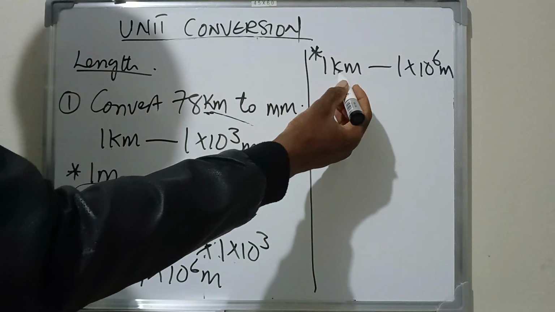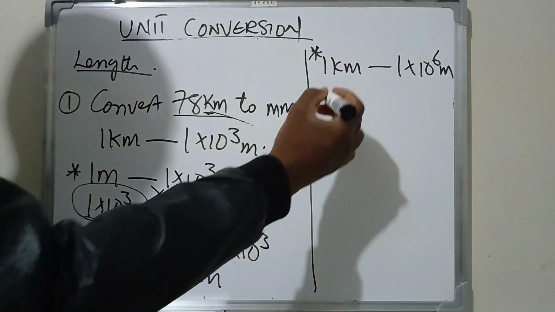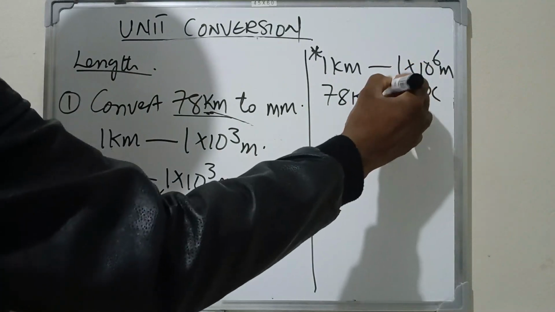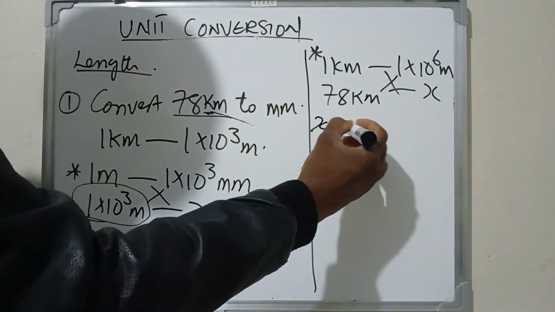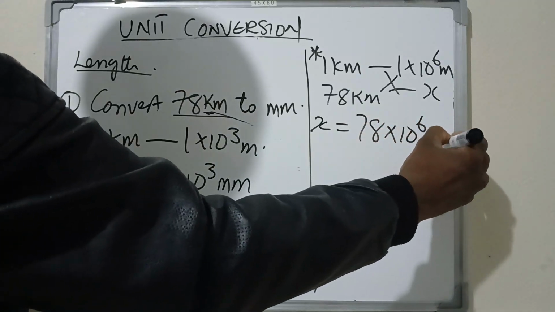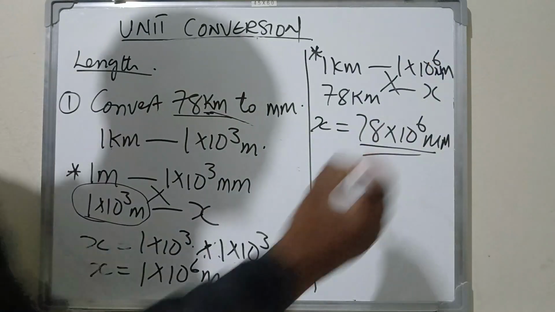So now, if 1 kilometer is equal to 1 times 10 to the power 6 meters, what about 78 kilometers? So what about 78 kilometers is equal to x? So we just cross multiply. So x is equal to 78 times 10 to the power 6 millimeters. Okay, this should be millimeters.